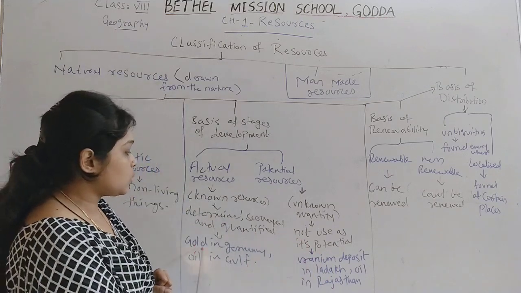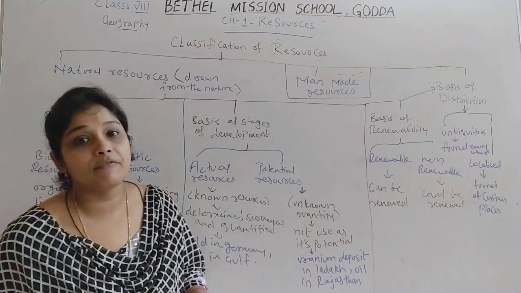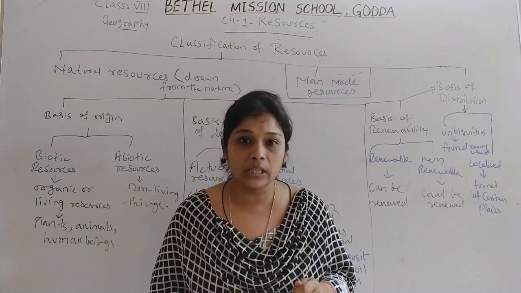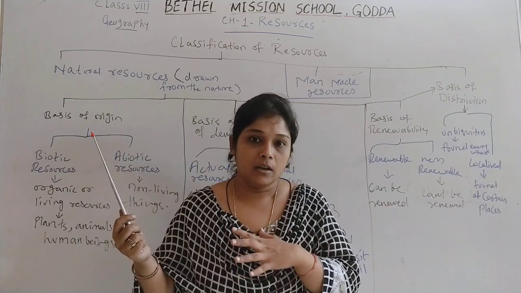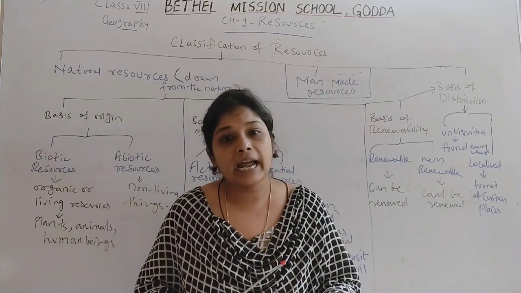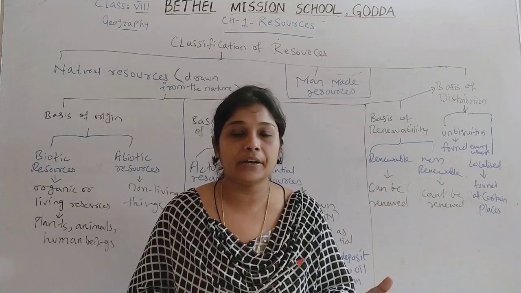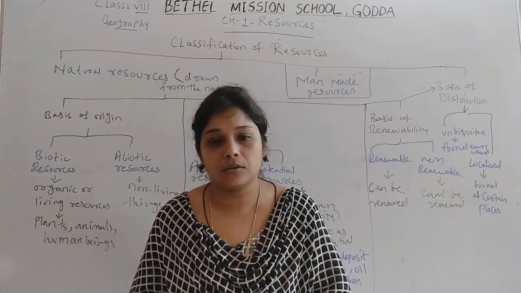Let's take an example: gold in Germany, oil and petroleum in Gulf countries. Let's take the example of oil and petroleum in Gulf countries. They know how much oil and petroleum is available in their region, so they are using it to its full extent, in their full development, because they know about those resources.